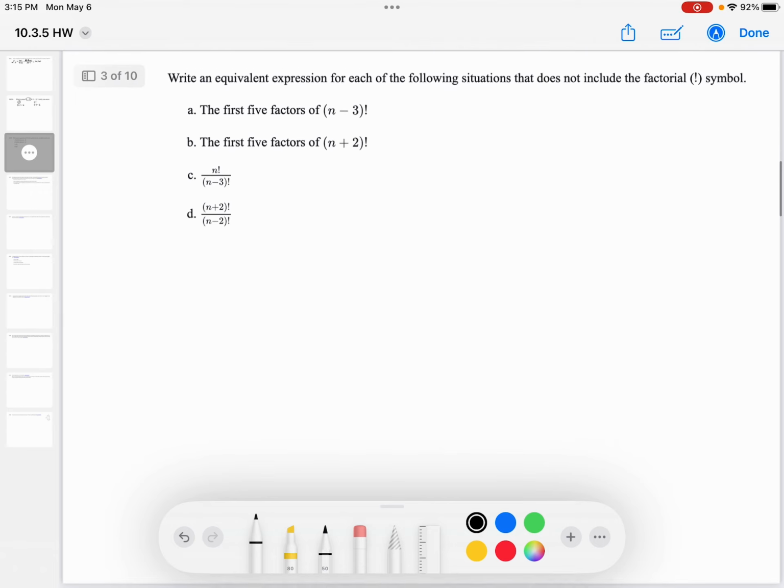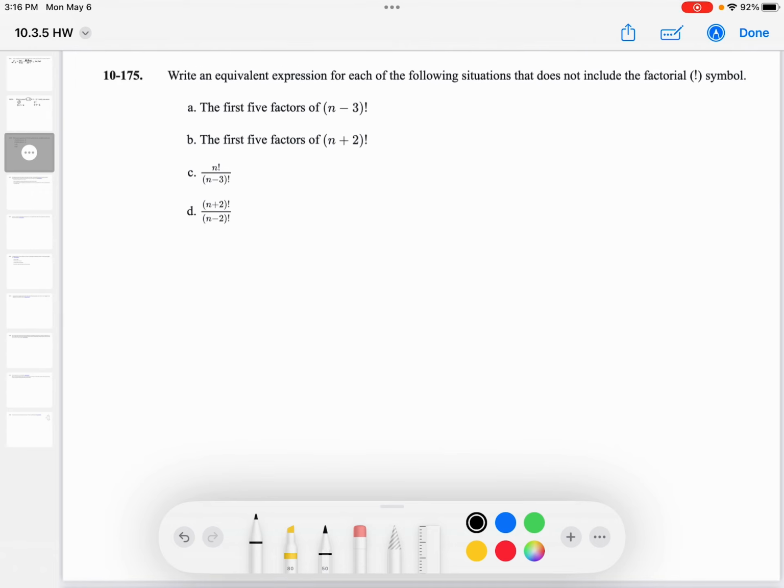All right, problem 175. Write an equivalent expression for each of the following situations that does not include the factorial symbol. Okay, so n minus 3 factorial. They want the first 5 factors. Well, the first one is n minus 3. And then the next one is 1 less than that, which is going to be n minus 4. And then n minus 5. And then n minus 6. And the last one, n minus 7. Those would be the first 5 factors of n minus 3 factorial, right? Because n minus 3 factorial is just multiplying wherever was our starting point all the numbers down to 1.